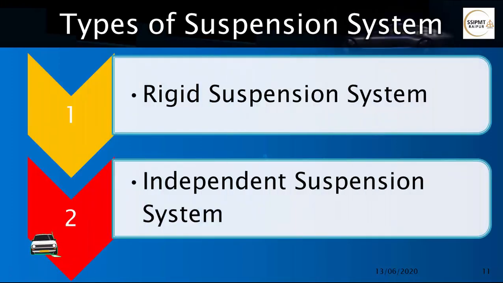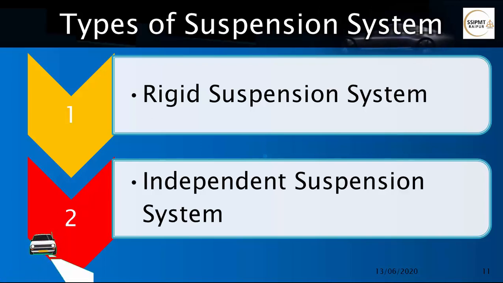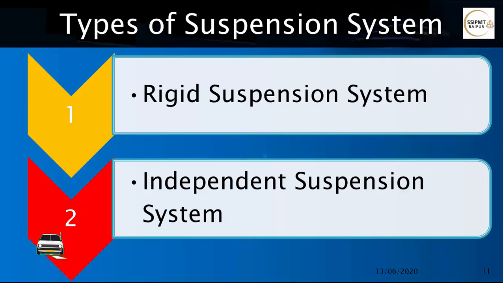Now let's see the types of suspension system. Basically there are two types of suspension system. The first one is known as rigid suspension system or dependent suspension system, and the second one is independent suspension system, right?